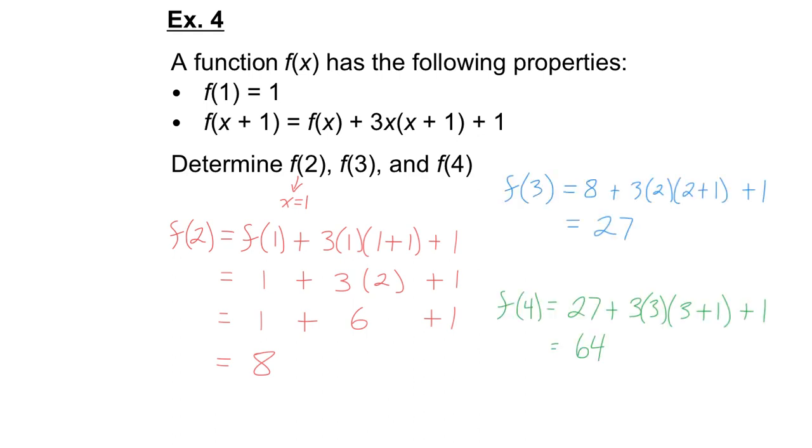All right, here we are. To find f of 3, well, we need to know f of 2, which we already got, and x is replaced with 2. And to find f of 4, you need to know f of 3, and x is replaced with 3. So we get 27 for f of 3, and f of 4 is equal to 64.